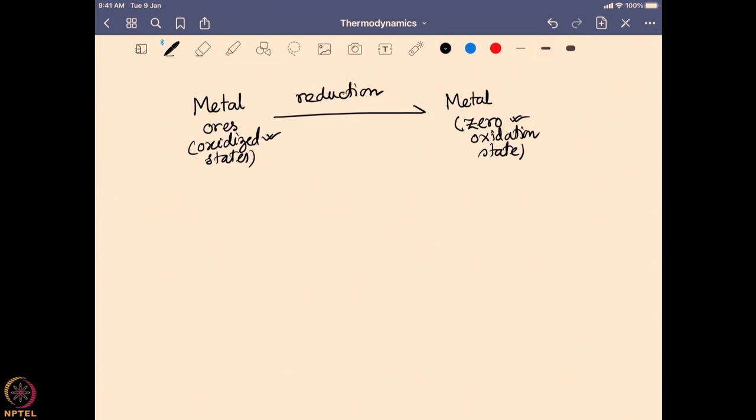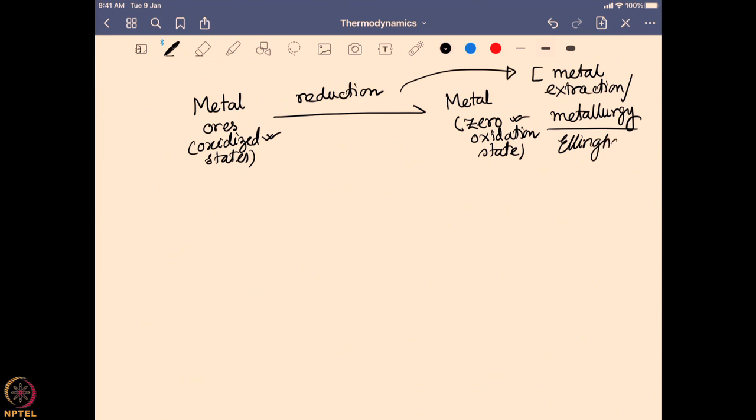And this process, if we do that on an industrial scale, is widely known as metal extraction, which is nothing but a part of metallurgy. And we can discuss more details of this metal extraction from its oxidized ores to the low oxidation state metal forms in the form of the Ellingham diagram. And that part will be discussed in a different segment. So that is the reduction part.